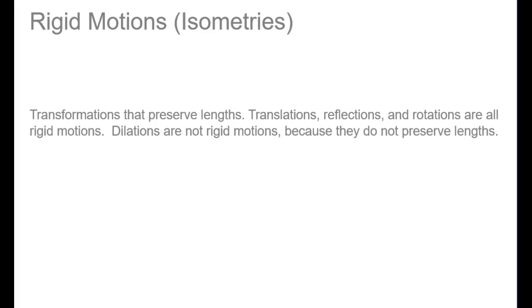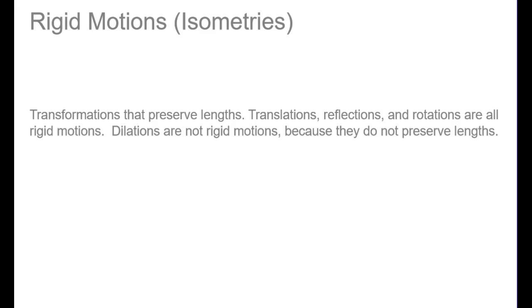A couple more vocabulary terms. We have rigid motions. Another name for rigid motions is isometries. So transformations that preserve length are rigid motions. So translations, reflections, and rotations are all rigid motions. Dilations are not rigid motions because they do not preserve lengths.